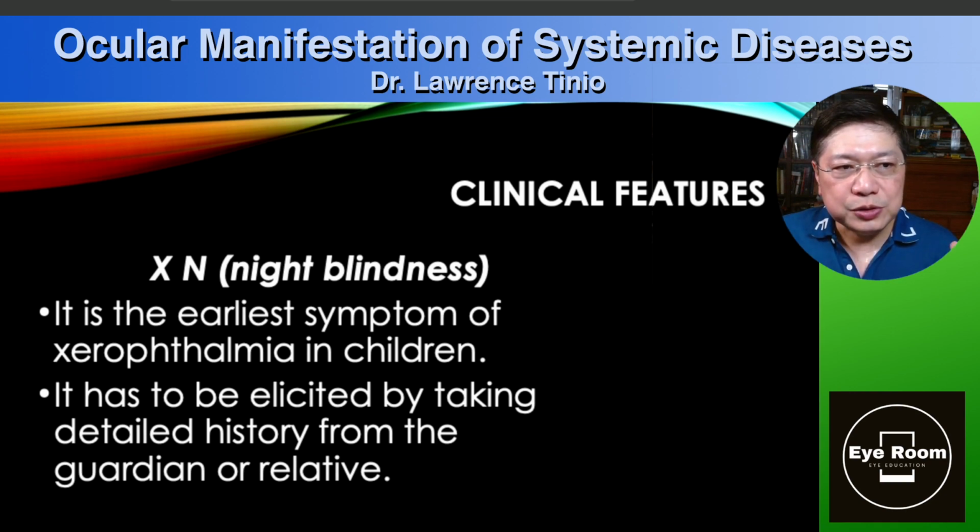So you can get this by actually talking to the relatives or the guardians and asking them about the patient's problems, especially at night. When you turn off the light, the patient is practically blind. That's usually the comment. Or when it becomes night, the patient just stays at home, stops playing because they can't see their surroundings, or complain that they have a very difficult time looking at areas where there is very little light.